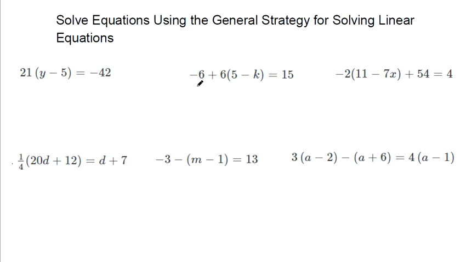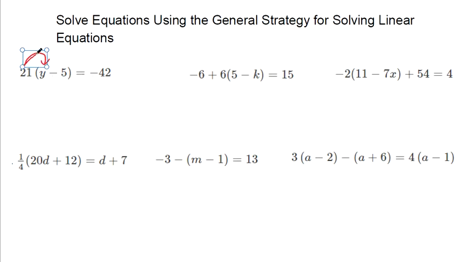You want to use the addition and subtraction properties of equality, which means we add and subtract something to both sides. You want to be able to multiply and divide both sides by something. Whatever strategies we practice, we're going to use all of them at some point here. So for this first one over here, 21 times y minus 5 equals negative 42.